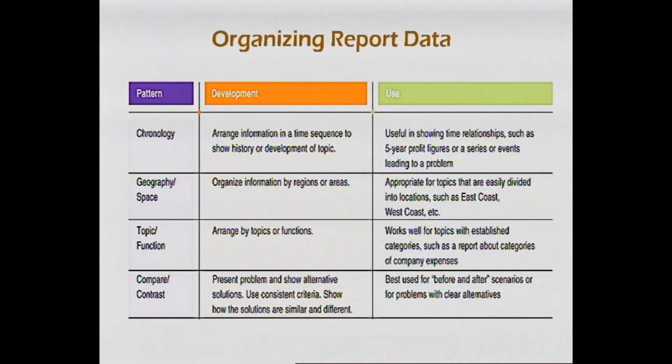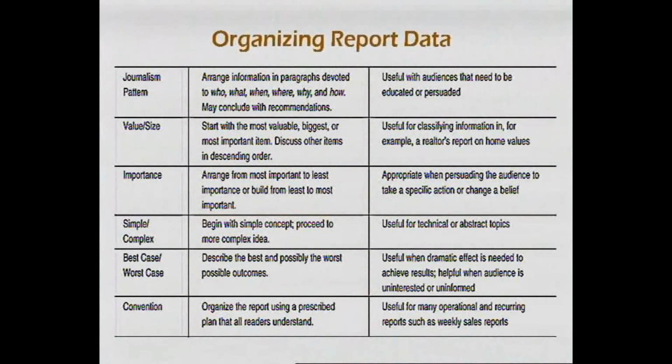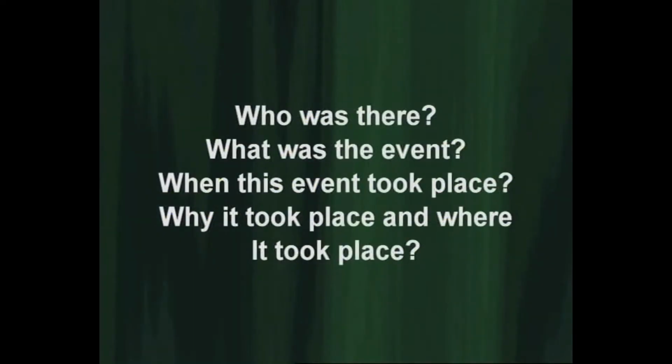Then you have to compare and contrast. Compare is like how you compare the present scenario with the past scenario, or how the present scenario could be compared with the future scenario. Then this could also be the journalism pattern. Now, journalism is like when you read newspapers, their pattern is they try to answer questions like who was there, what was the event, when this event took place, why it took place and where it took place. So, these are the basic questions which they try to organize in their form of information and try to organize data in a journalism way.